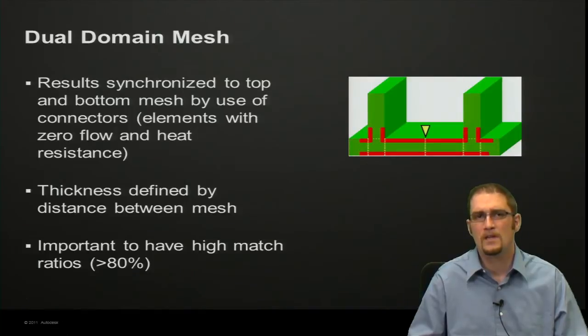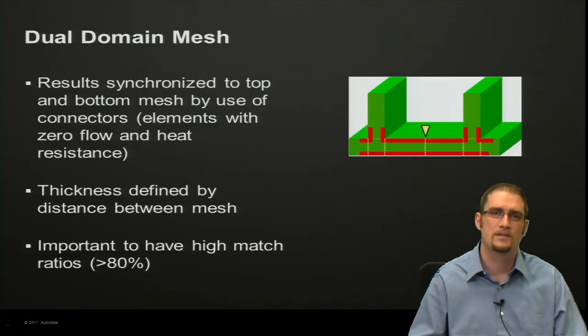It basically uses what we call connector elements to connect the top and bottom, or the core and cavity half of the part. You don't see it, it's done automatically with the mesher. And these elements have zero flow heat resistance. Basically what they're doing is keeping the flow synchronized between the core and cavity halves, and making sure we have an accurate flow prediction here.